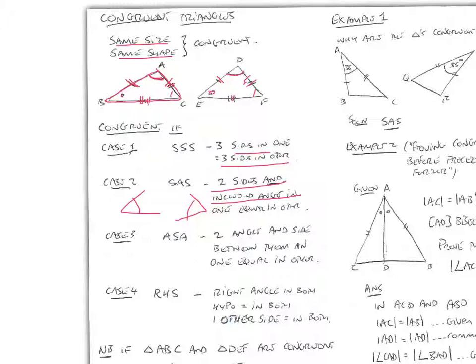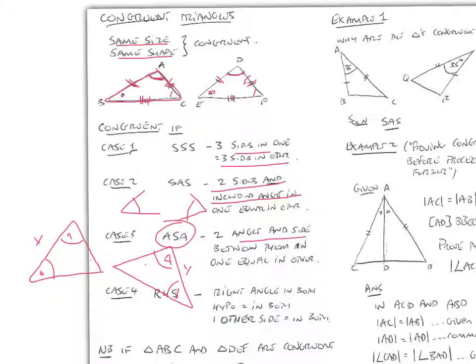The third case, if we have an angle, a side and an angle, so we have maybe an angle A here and an angle B here, and a length x, and in another triangle we have A, B, and a value y that's equal to x, then these two are congruent based on angle, side, angle. So two angles and the side between them in one are equal in the other.